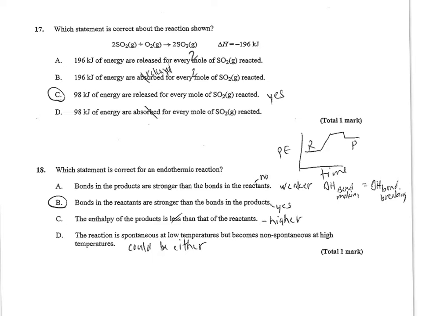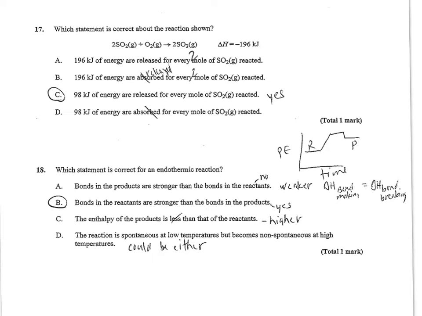17, which statement is correct about the reaction below? And again, you notice it's not expressed as negative 196 kilojoules per mole because it's per 2 moles of SO2, 1 mole of O2, and 2 moles of SO3. So A, 196 of energy is released for every 2 moles of SO2 would be correct. B, 196 of energy is released, not absorbed, and again it needs to be 2 moles of SO2. C and D, they cut it in half to 98, which is correct for the SO2, but now you have to decide if energy is being released or absorbed, and it's being released since it's expressed as a negative.